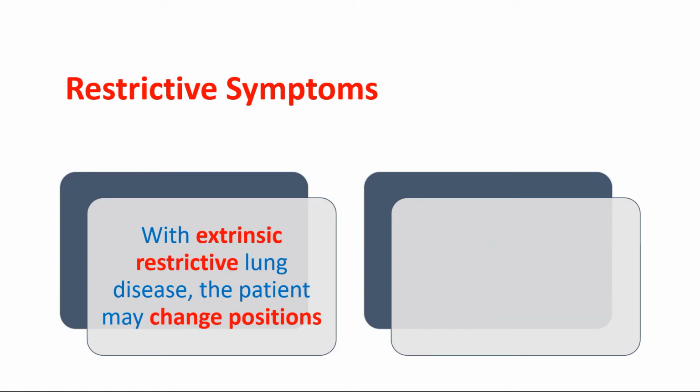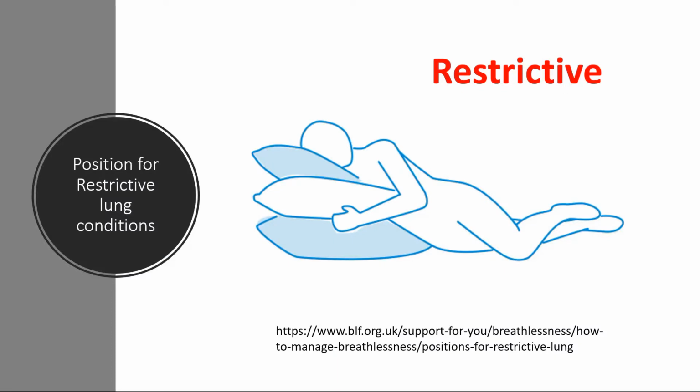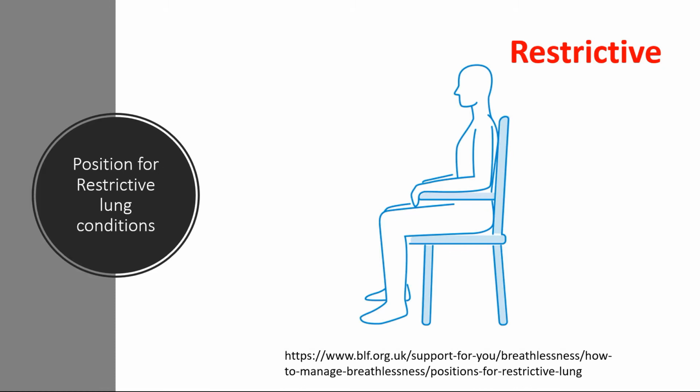And with extrinsic restrictive lung disease, when the cause is outside the lung, the patient may change positions, trying to find one that makes it easier to breathe. See, he will change position, trying to make it easier for him to breathe.